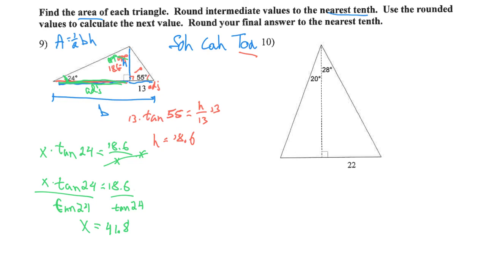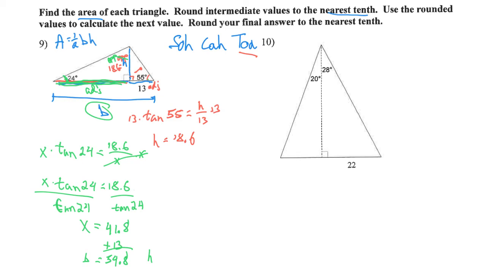Now that's not the whole base, right? That's just part of it. So if I go back and look at the triangle, the green line and that blue line are going to add up to give me the base. So I'm going to add to that 41.8, I'm going to add 13, and then I'm going to get my base of 54.8. So there's the base.